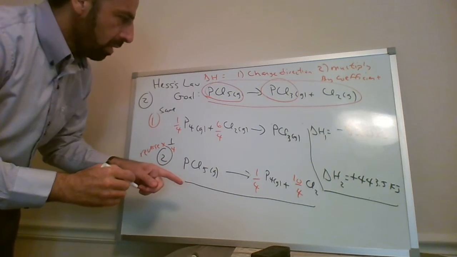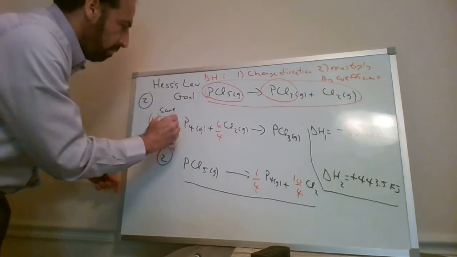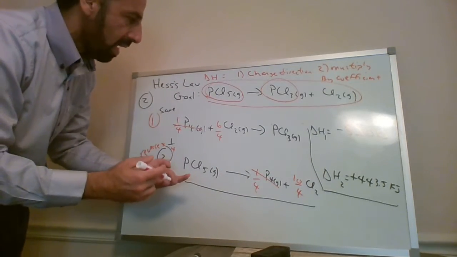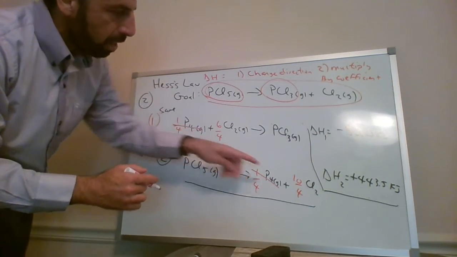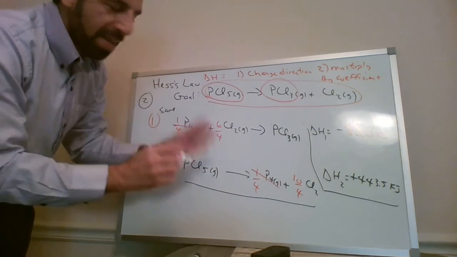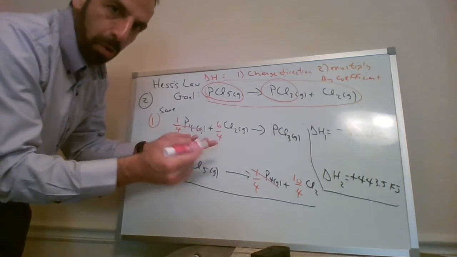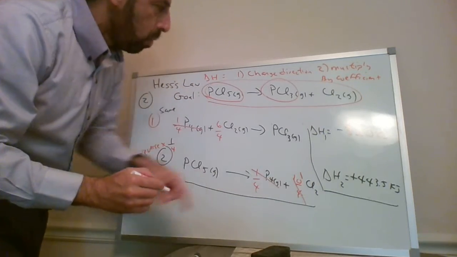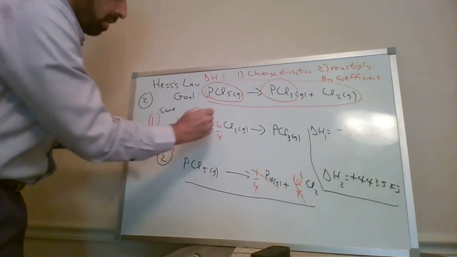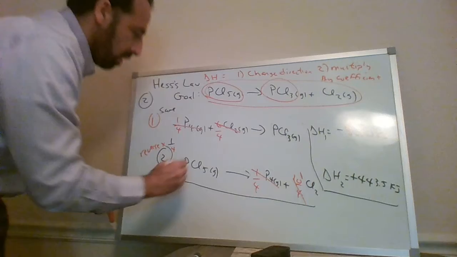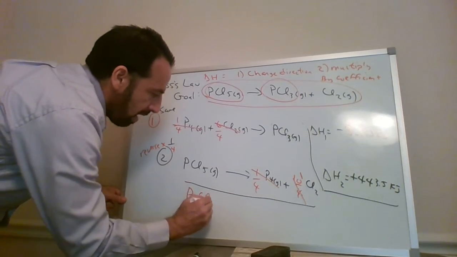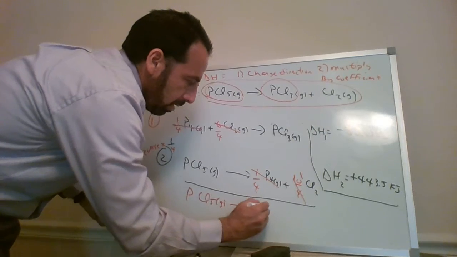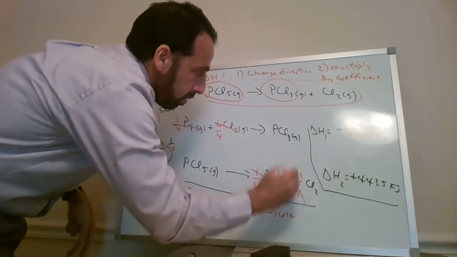So a couple of things. Notice that the P4s cancel out. There's 1/4 P4s on both sides. They cancel out. Notice there's 6/4 here and 10/4 here. If I subtract that, that's going to end up to be 4/4 or 1. So now I end up with 1 Cl2. I add them together now. So I'm going to end up with PCl5 gas, PCl3 plus Cl2.